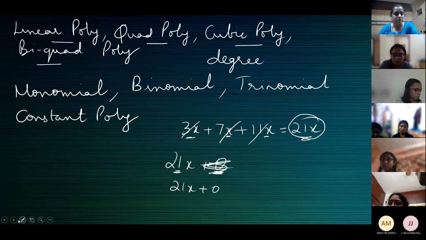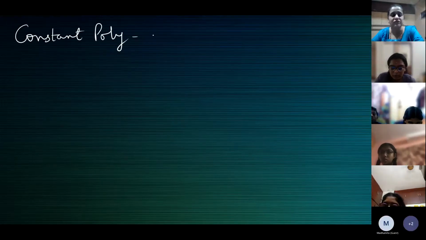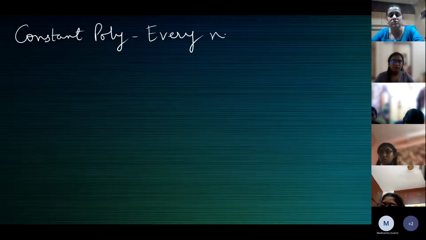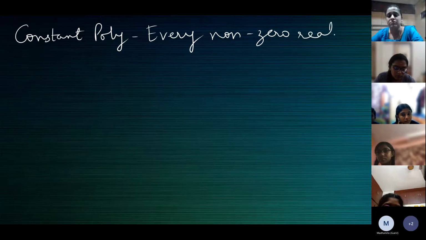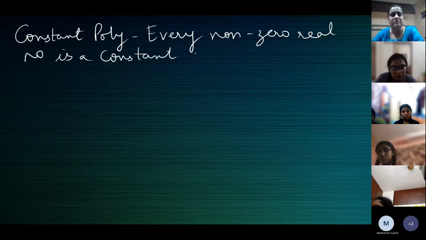All right. Now, what is a constant polynomial? I think you have the definition with you. Every non-zero real number is a constant polynomial. Every real number other than 0 is a constant polynomial.